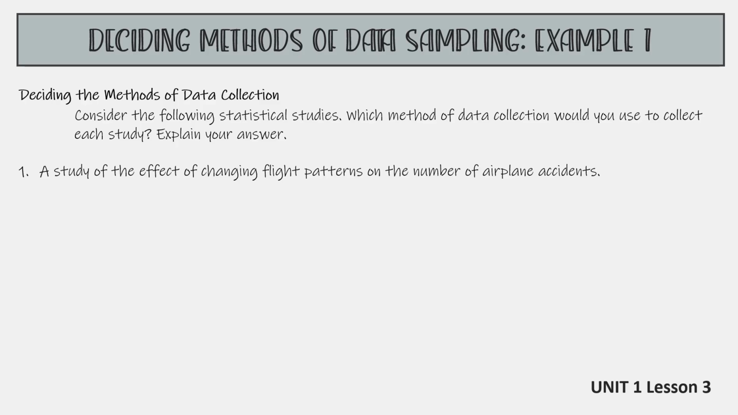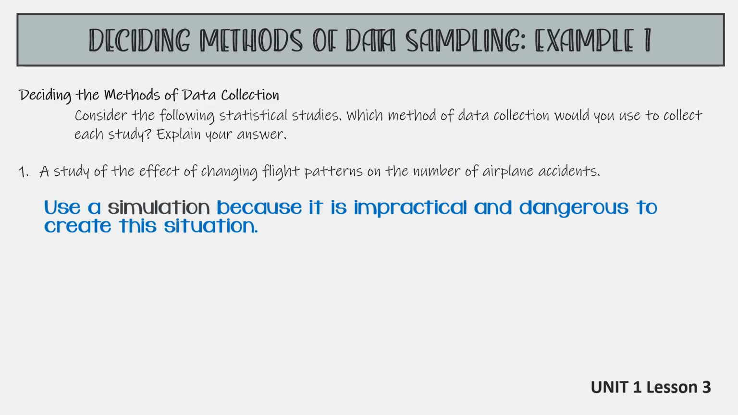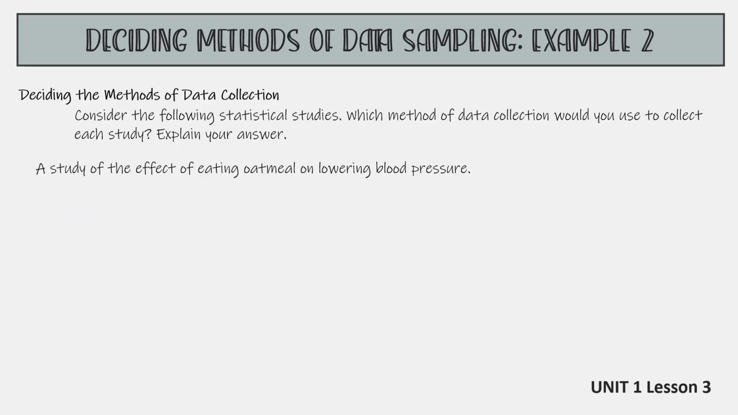Deciding methods of data sampling. Example 1. Consider the following statistical studies. Which method of data collection would you use to collect each study? Explain your answer. A study on the effect of changing flight patterns on the number of airplane accidents. Probably going to use a simulation for this. So use a simulation because it is impractical or dangerous to create this situation. Airplane accidents, when you want to cause them for a study.